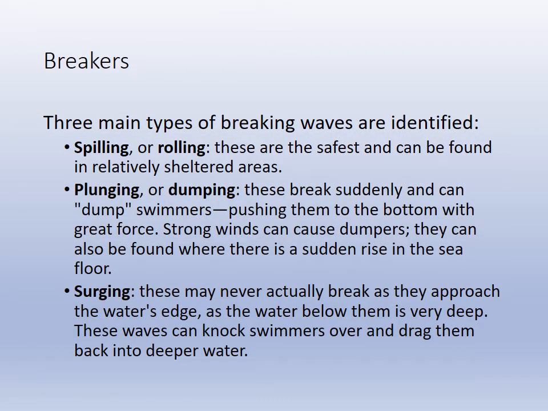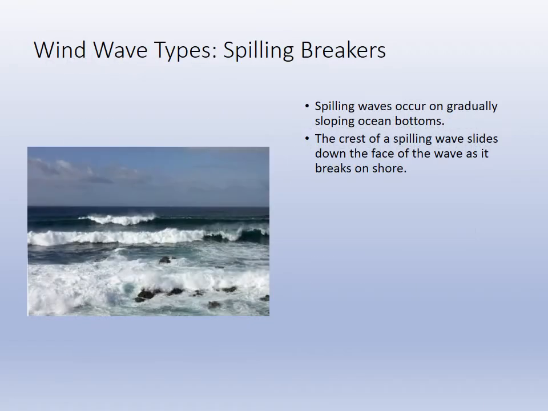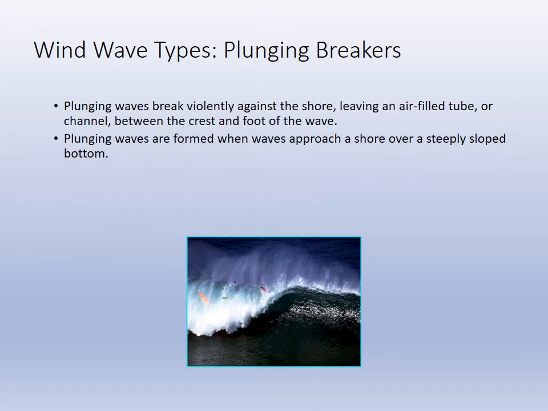There's 3 types of waves that we see. We see the spilling or rolling, the plunging, or the surging. Take a look at the illustrations. Here is spilling breakers. Plunging breakers are much more violent. You can see those surfers having a go of it. None of them look very successful in this image.